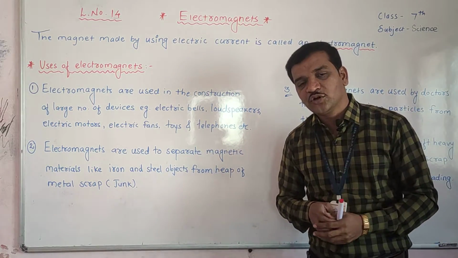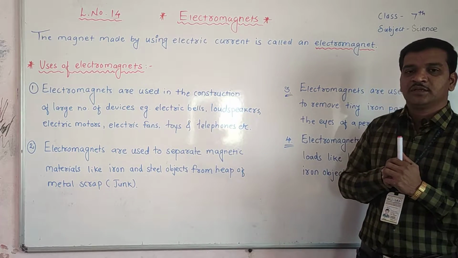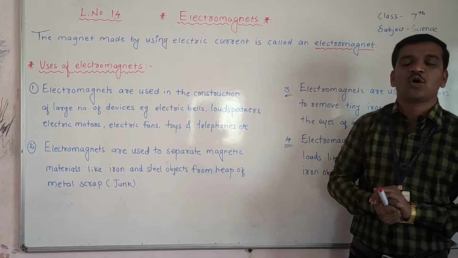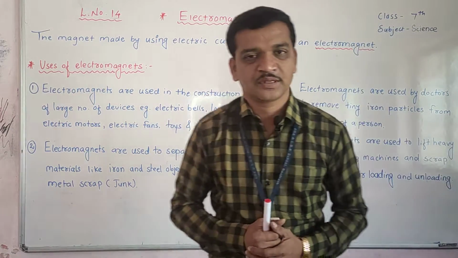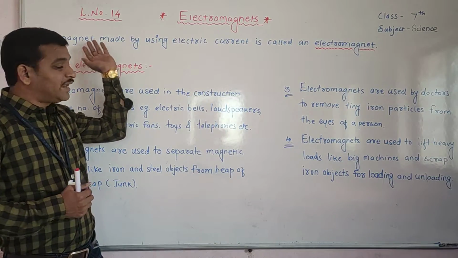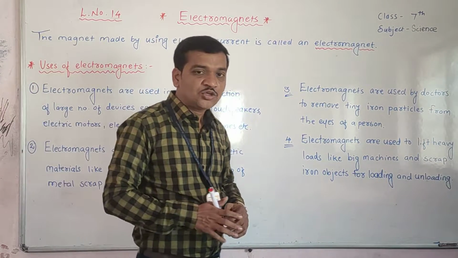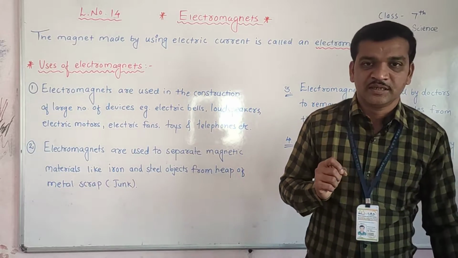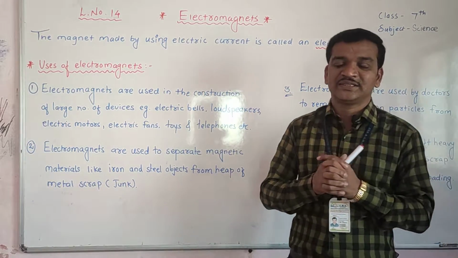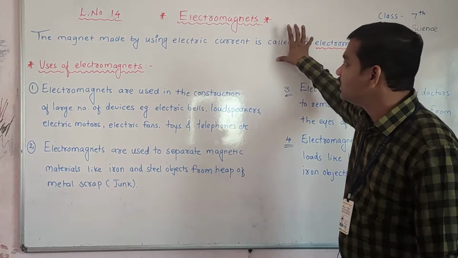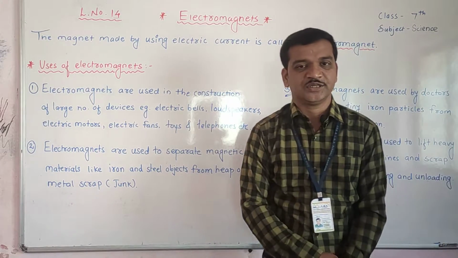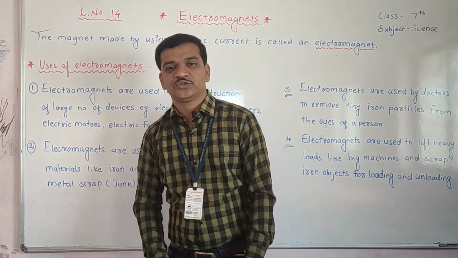So what is the definition of electromagnet, students? The magnet made by using electric current is called an electromagnet. This electric current is used to make the magnet, and that magnet is called an electromagnet. So you can remember this definition, okay students?